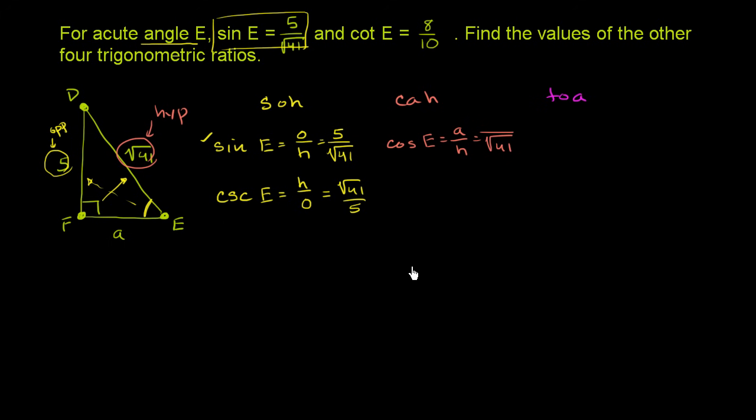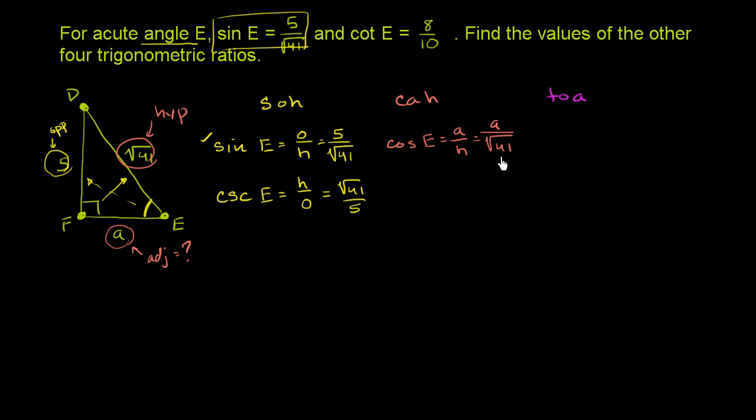But what's the adjacent side? What length does the adjacent side have? For angle E, the adjacent side is side FE, and we don't know what that is. So I'll just write A, A for how they marked it on this, or you could also view it as A for adjacent. So right now we're just going to leave it with this variable A over square root of 41.